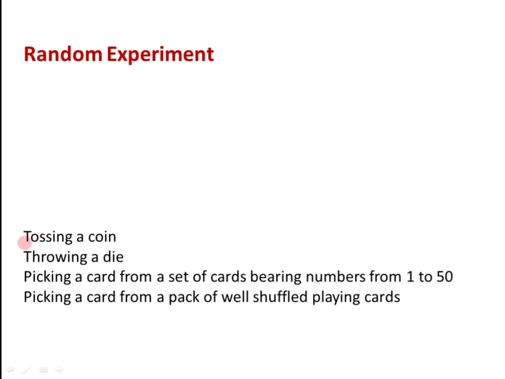So if we consider all these examples, these are the experiments for which we know the possible results. Because if we have tossing a coin, we know that there are only two possibilities, either head or tail. If we have the example of throwing a die, then we know we get any number from 1 to 6 on the upper face. So in these examples, we know all the possible results, but we cannot tell exactly which result would be there. So such experiments are called random experiments.